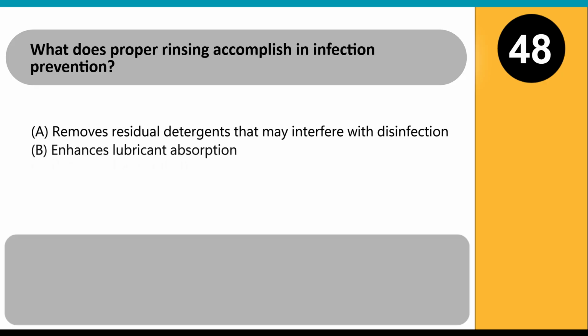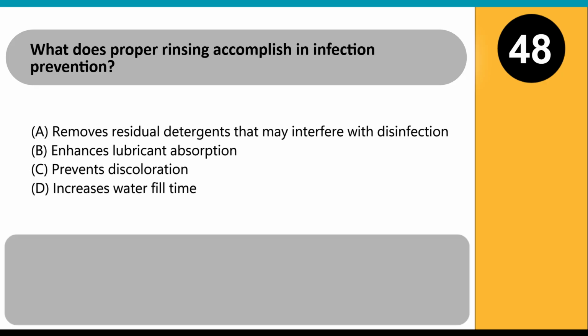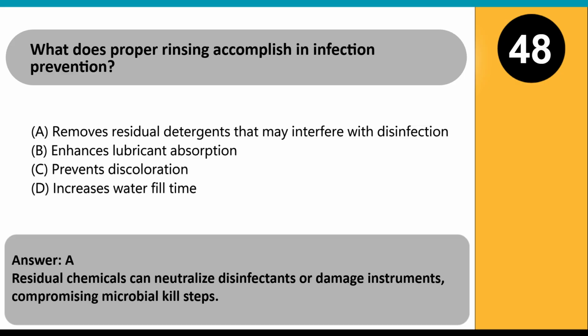What does proper rinsing accomplish in infection prevention? A. Removes residual detergents that may interfere with disinfection. B. Enhances lubricant absorption. C. Prevents discoloration. D. Increases water fill time. Answer A. Residual chemicals can neutralize disinfectants or damage instruments, compromising microbial kill steps.